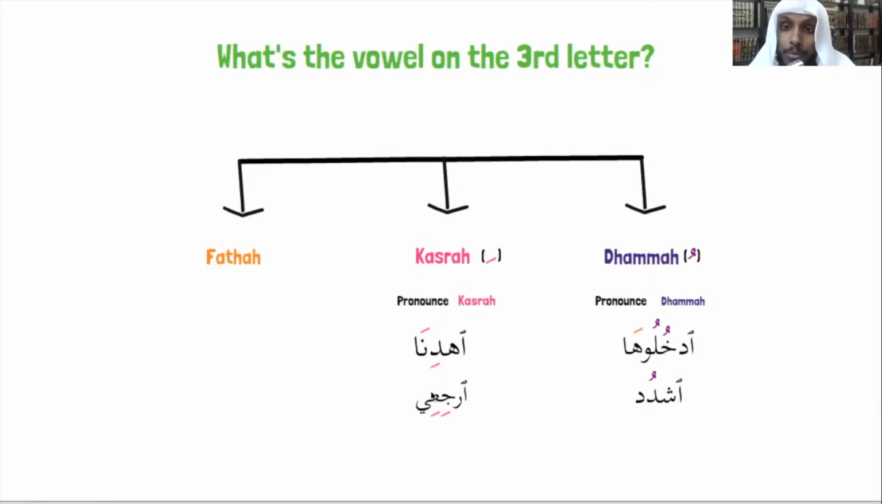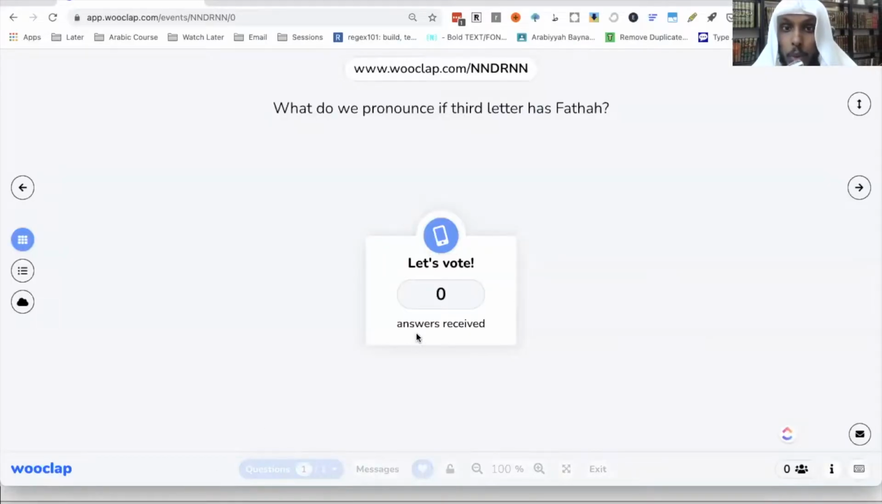So this one, the fatha one, let's ask that on wuklab. What do we pronounce if the third letter has fatha? Obviously those of you that know it, you know it. For those of you that don't know it, I want you to think carefully about this answer. There's one of three possibilities. We can pronounce a fatha, or a kasra, or a dhamma. We have those three possibilities.